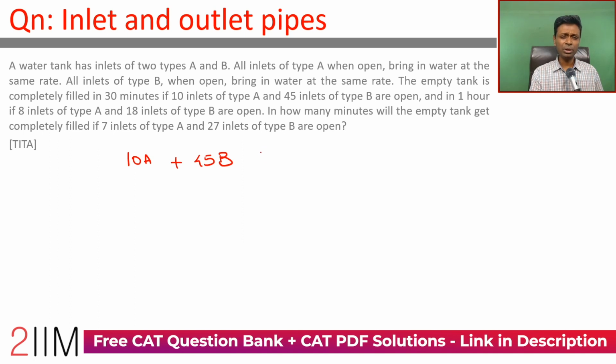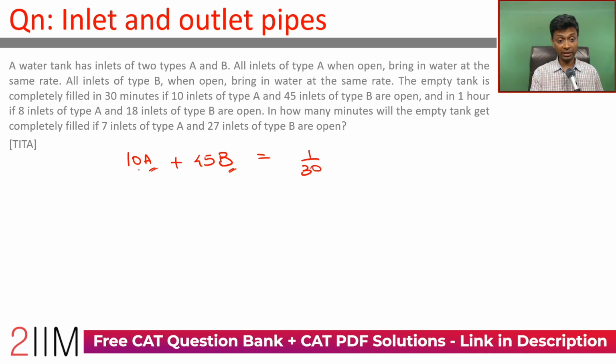It is filled completely in 30 minutes. If we take A to be the rate of filling per minute, B to be the rate of filling per minute, then these two should add up to 1 by 30. In 1 minute, 1/30th of the tank is filled. So 10A plus 45B equals 1 by 30.